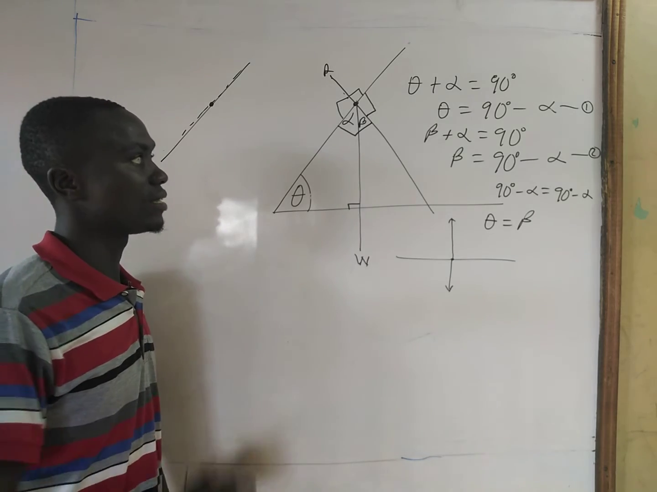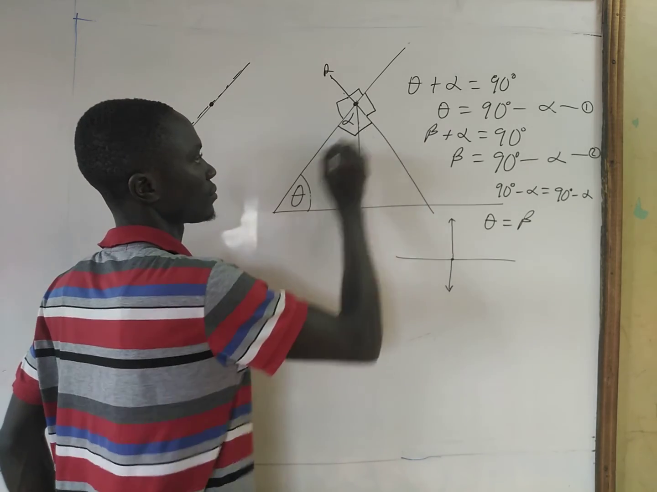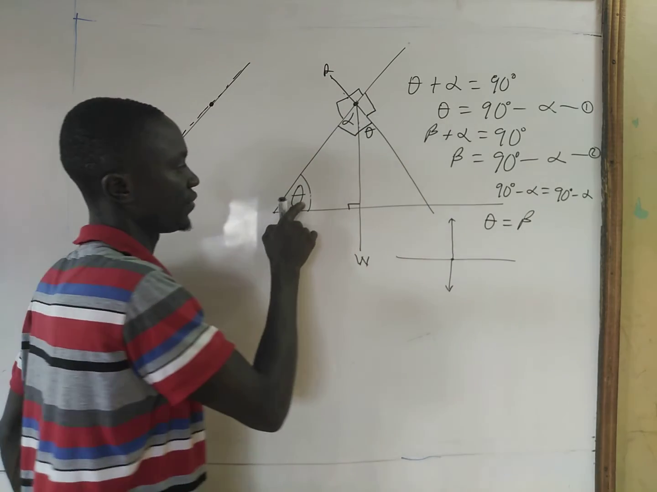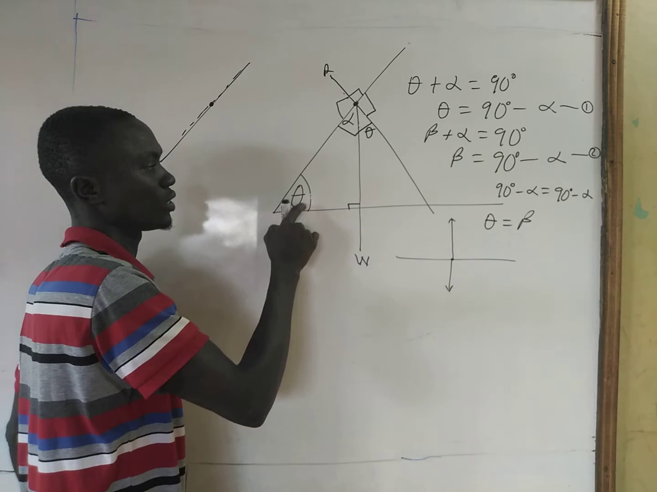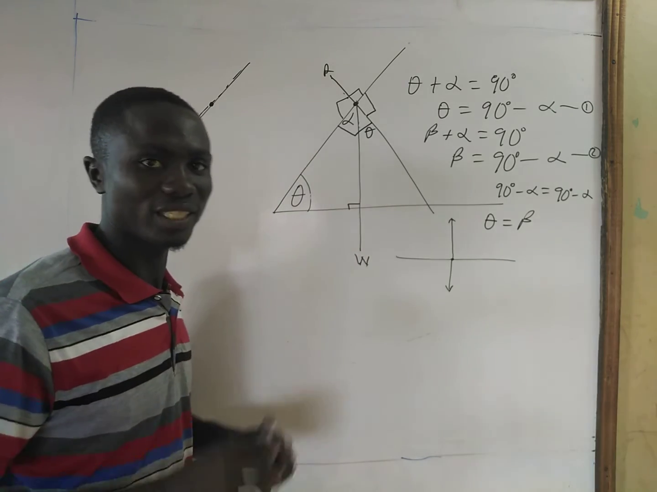Very simple as that. This implies that the angle beta here is equal to theta. That the angle here is equal to the angle the plane makes with the horizontal.